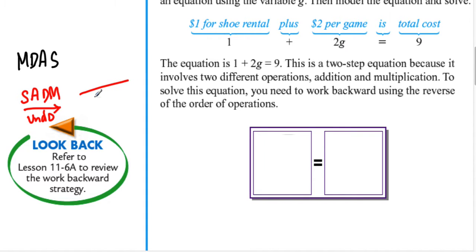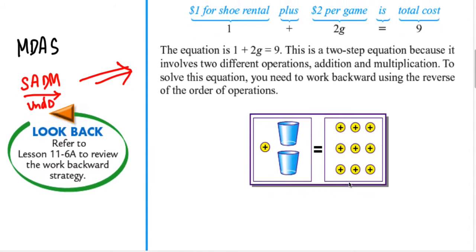So in two-step equations, the process is to undo subtraction and addition first, and then undo division and multiplication next. Let's do that here. First, we have 1 shoe rental and 2G. That means you have 2 cups and 1 positive counter, and then 9 positive counters on the right.